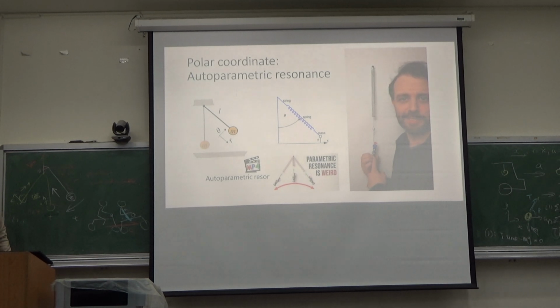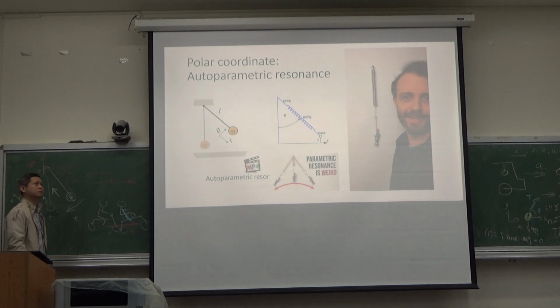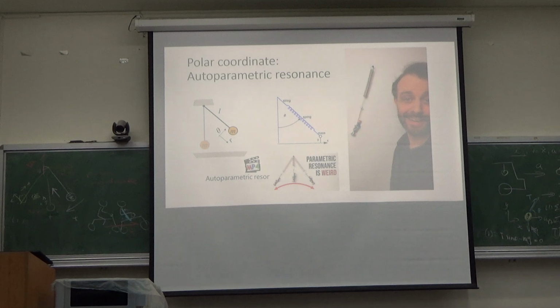If you get this mass just right, and then I get this string just right, something weird happens. It bobs up and down, and then it stops bobbing up and down and starts being a pendulum. And then it stops being a pendulum and starts bobbing up and down. It goes back and forth between bobbing up and down and being a pendulum. This is called autoparametric resonance. It's where the energy from the spring is transferred to the energy of the pendulum, and then the energy of the pendulum is transferred back to the spring.